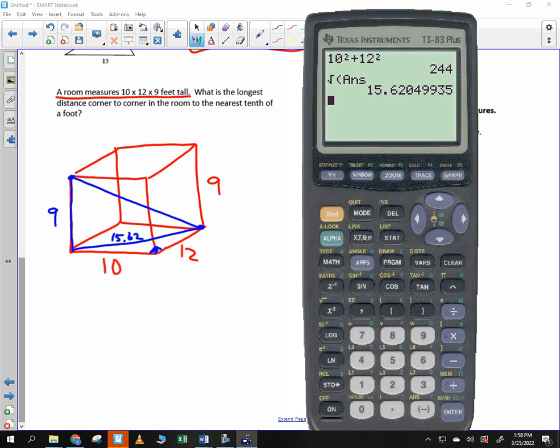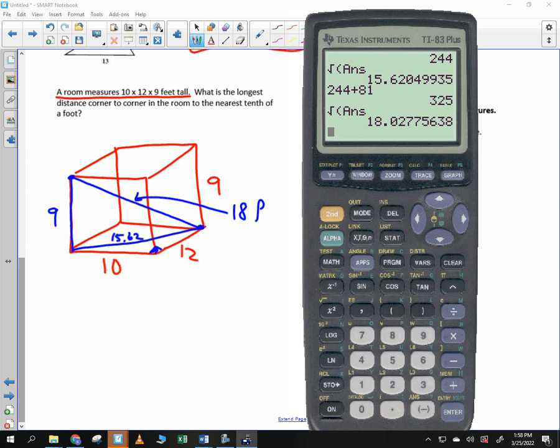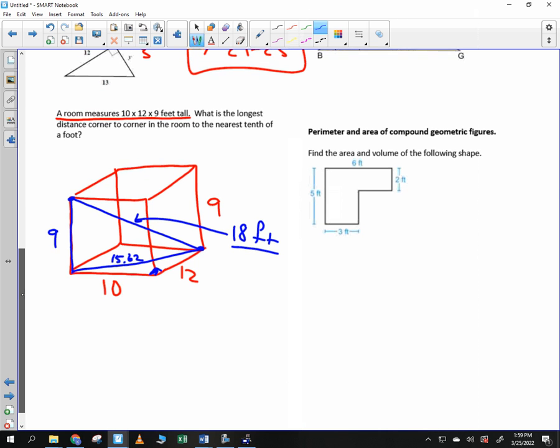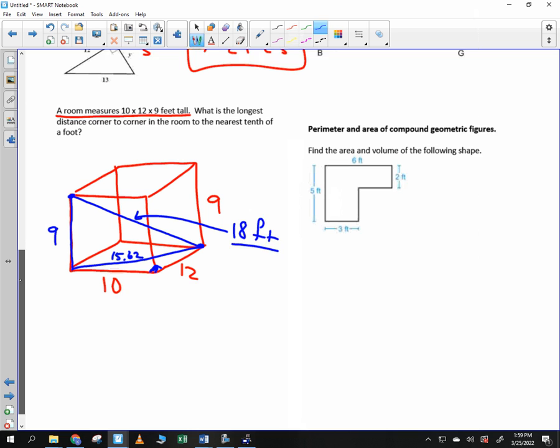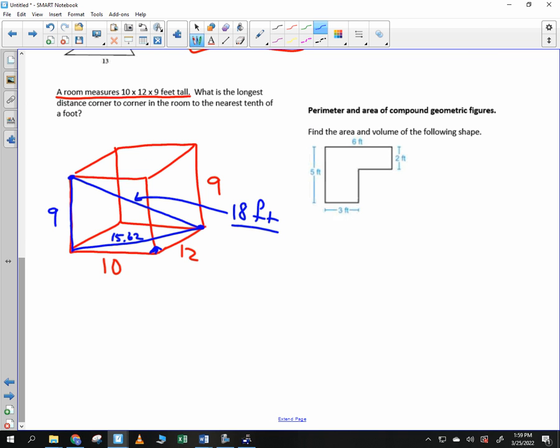So now that I know that's 15.62, can I figure out the other hypotenuse? 9 squared plus 15.62 squared, which is 244. So 244 plus 81, and I'll square root that. It says to the nearest tenth, so we got 18 feet. We square the 15.62 and the 9. I keep missing that one part.